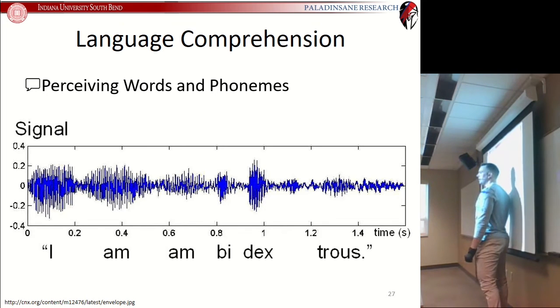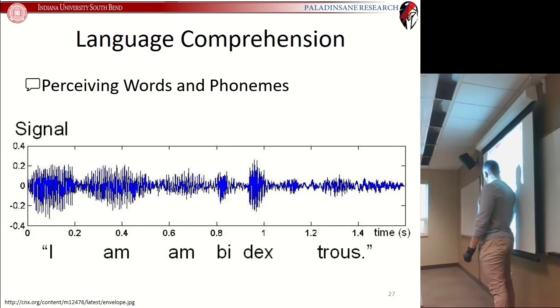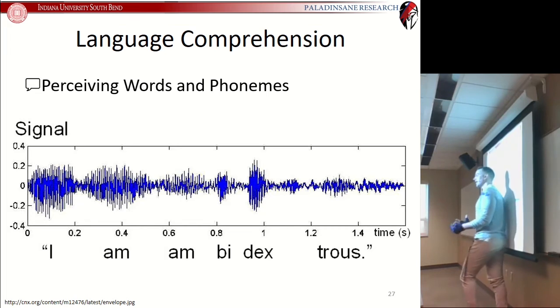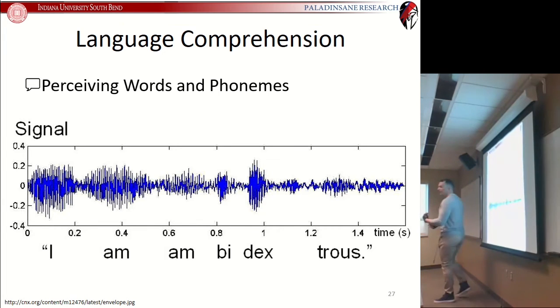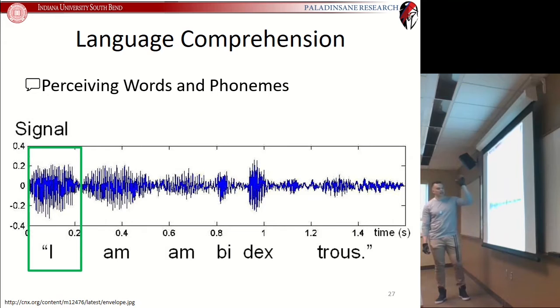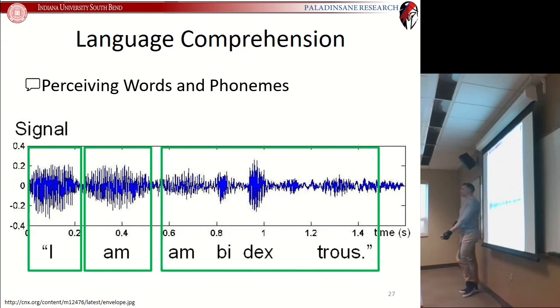This is "am". This is "am", right? This does not look like this. The "am" that is "am" does not look the same or sound the same as the "am" that is "ambidextrous", right? There are two different sounding things. So that was a big challenge in psycholinguistics: how is it that we split this up into that signal is "I", that signal is "am", and then that whole thing is "ambidextrous"?